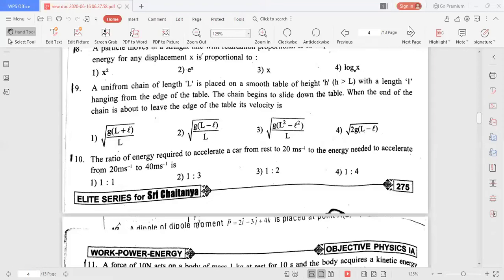There are two cases. The ratio between the energy required to increase the velocity from U to V, in two cases they asked. That's why delta E1 by delta E2 is equal to, in first case, the car accelerates from rest to 20 meter per second. That's why V is 20 square minus U means 0 square, by, in second case, the car accelerates from 20 to 40. That's why 40 is the final velocity. So final velocity square minus initial velocity square.